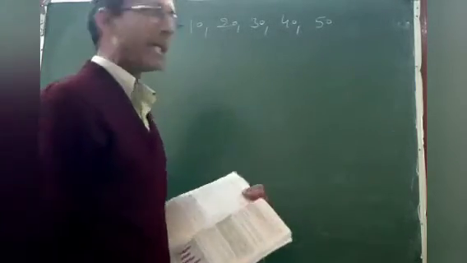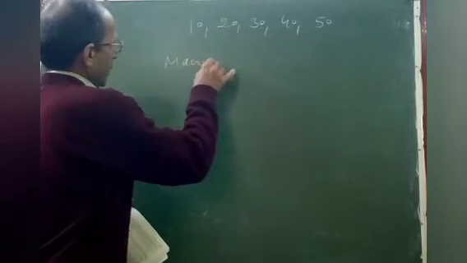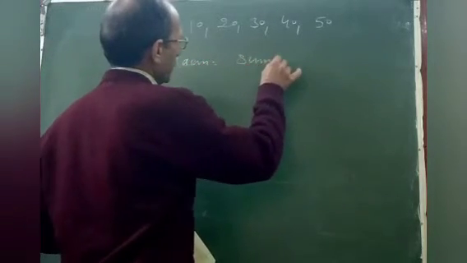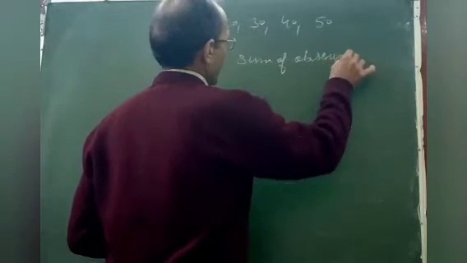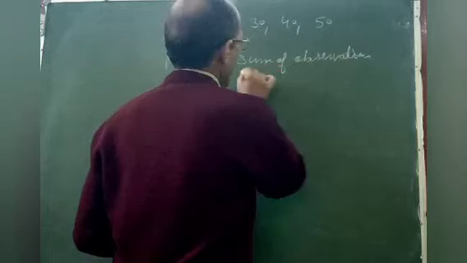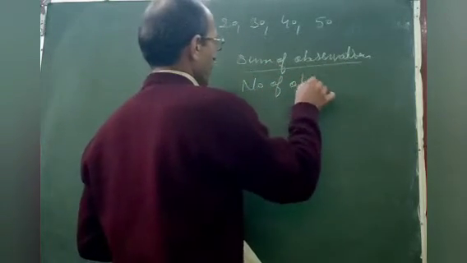Now we have to find the mean. So mean is equal to sum of observations upon number of observations.